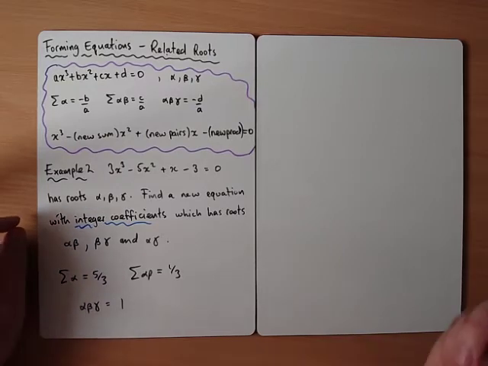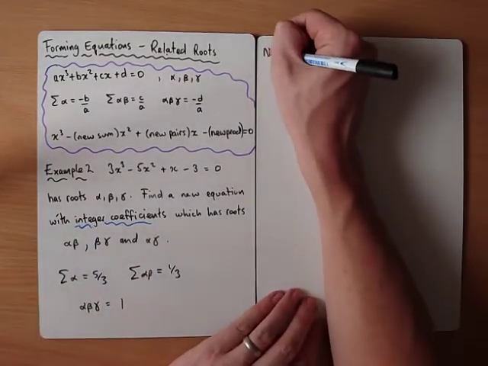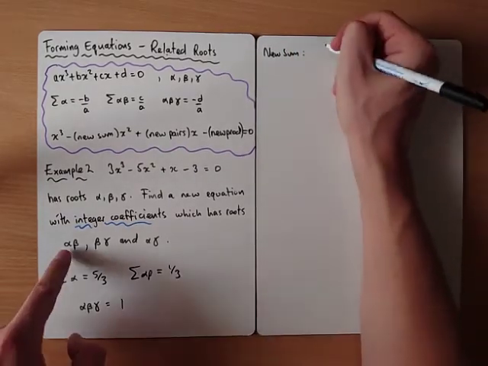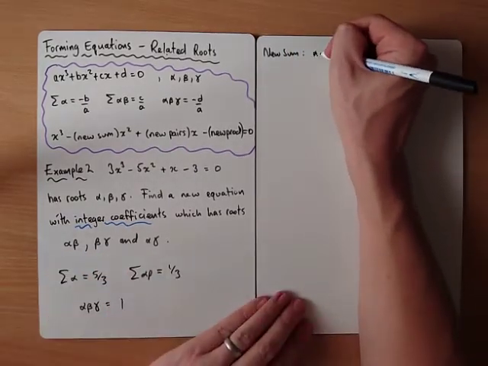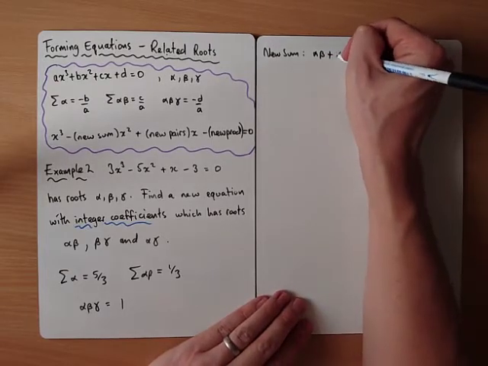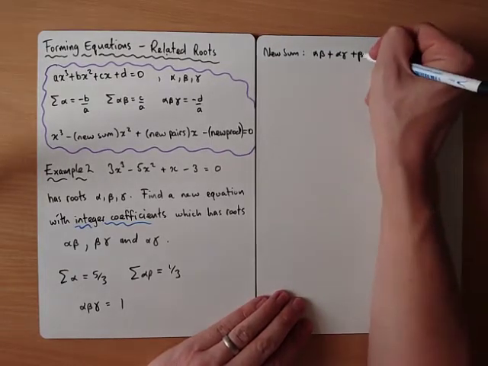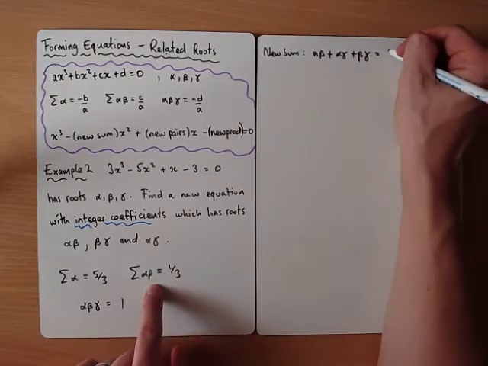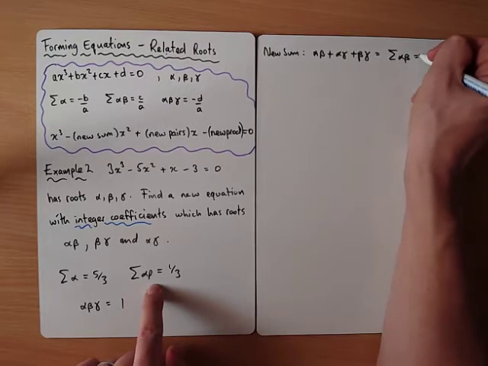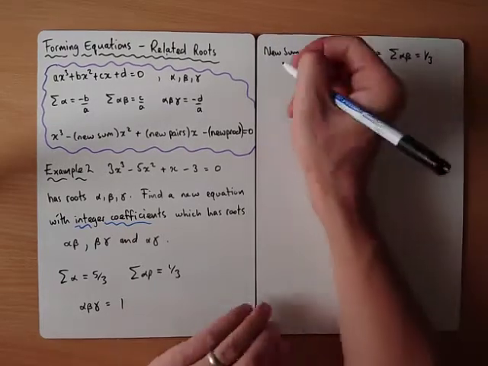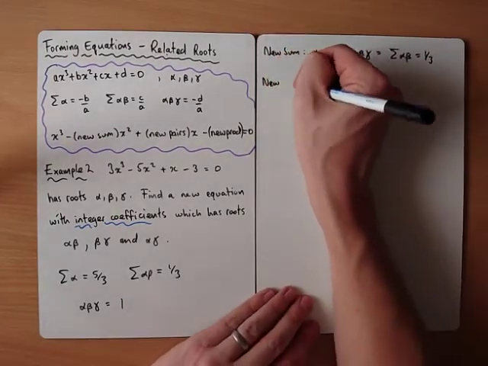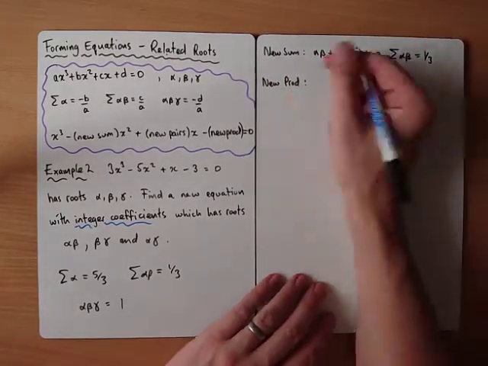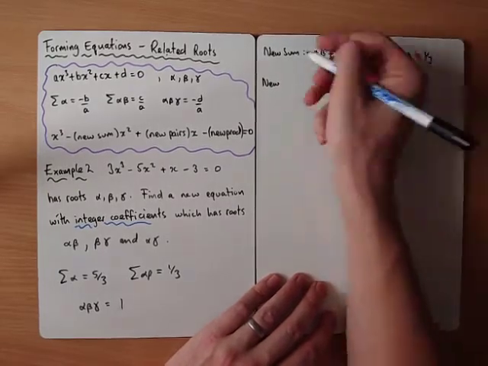Okay, so new sum. The roots are alpha, beta, beta, gamma, and alpha, gamma. So if you think about it, when we add these together, that new sum of these new roots is the same as the pairs for our original one. So that we just get 1/3. Okay, new pairs.